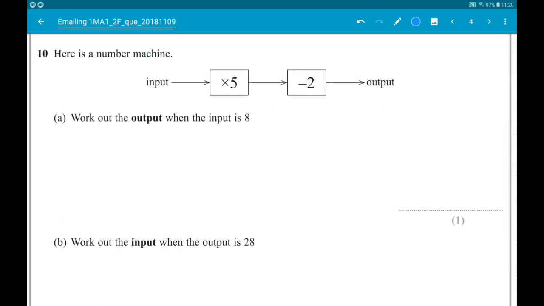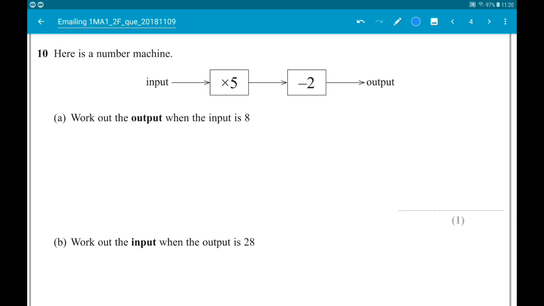Okay, number 10. Here is a number machine. So we have our input. We times it by 5. Then subtract 2. And then we get our output. Part A wants us to work out the output when the input is 8.